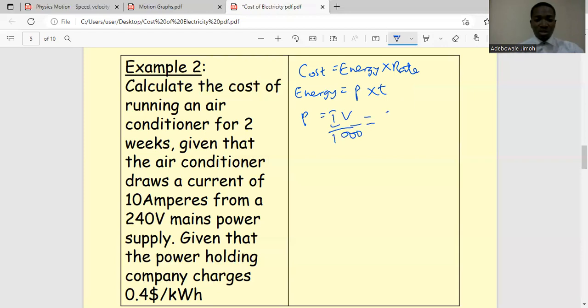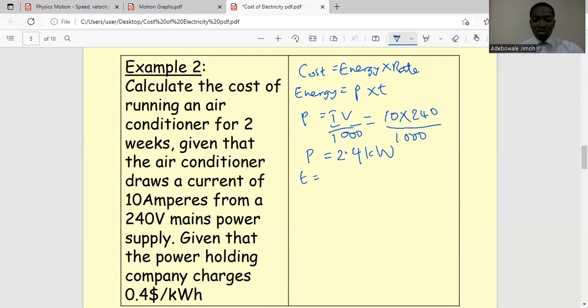What is the current? It draws a current of 10 amperes. So our current is 10. What's the voltage? The voltage is connected to 240 volts. Then we divide this by 1000. Hence, we have our power to be equal to 2.4 kilowatts.